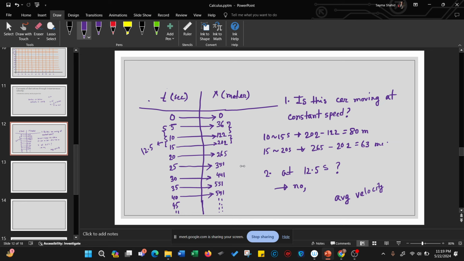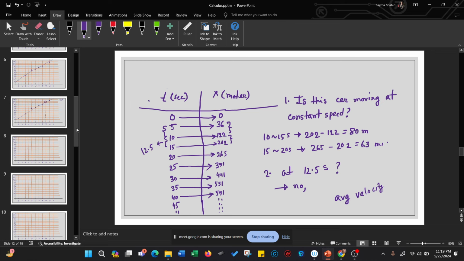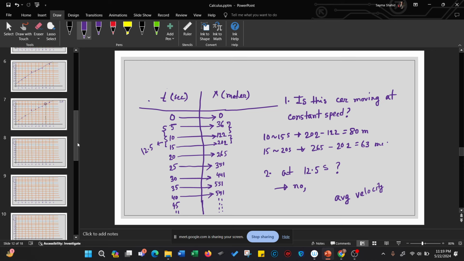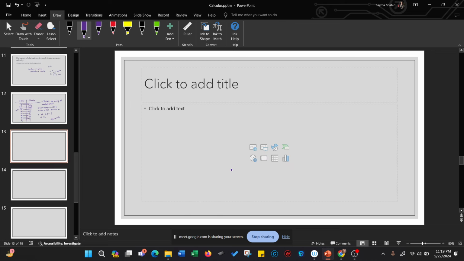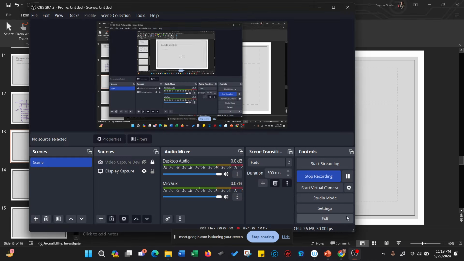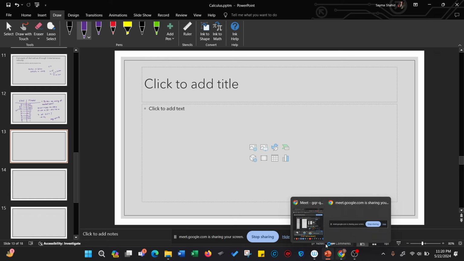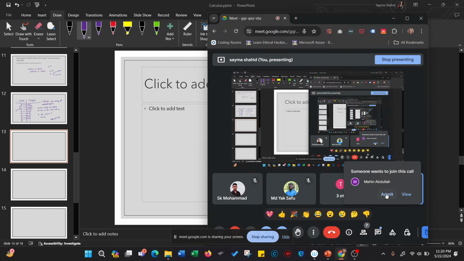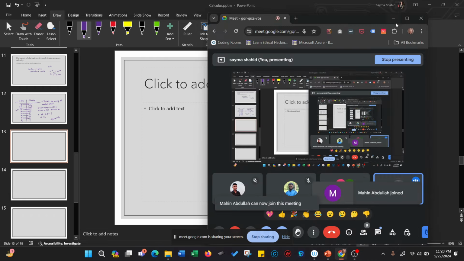Let me connect my charger. Why are people coming?